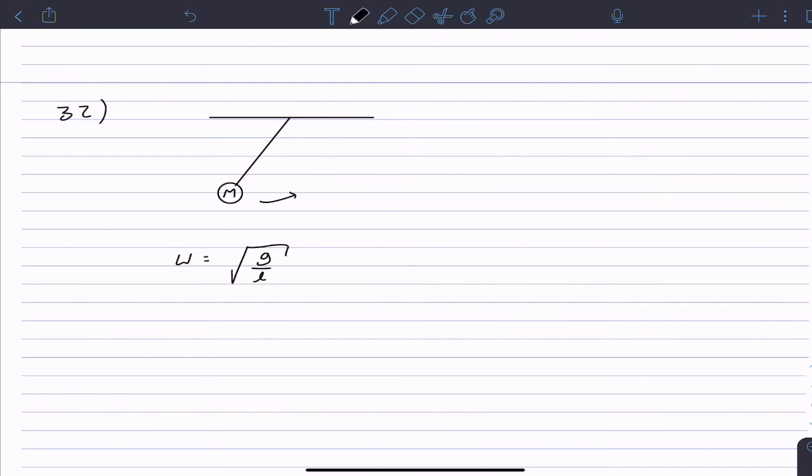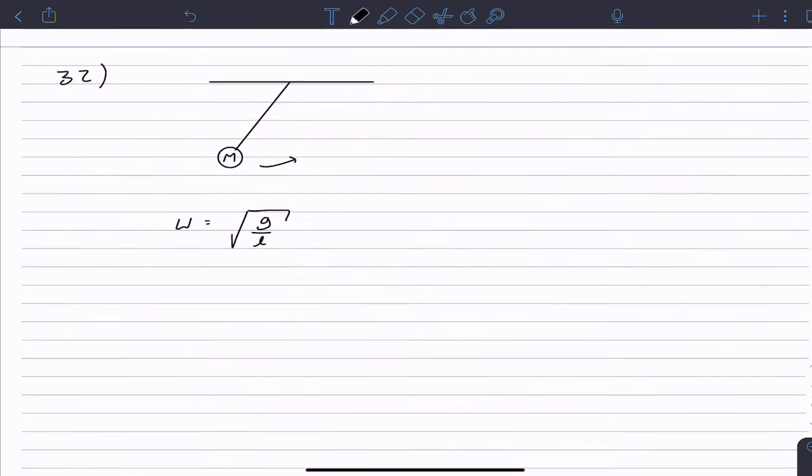So I was right. Good. So for a simple pendulum, this is what we have. This is how you find its oscillation speed. Okay.